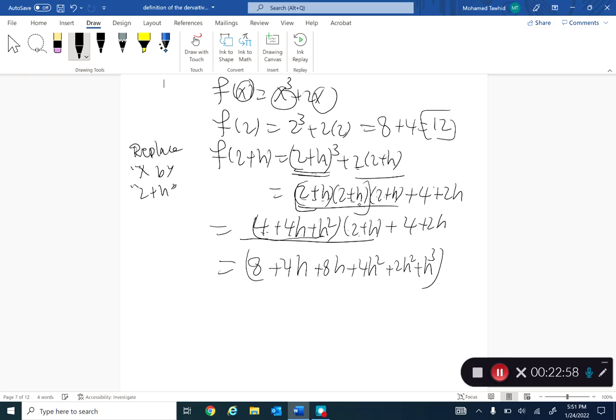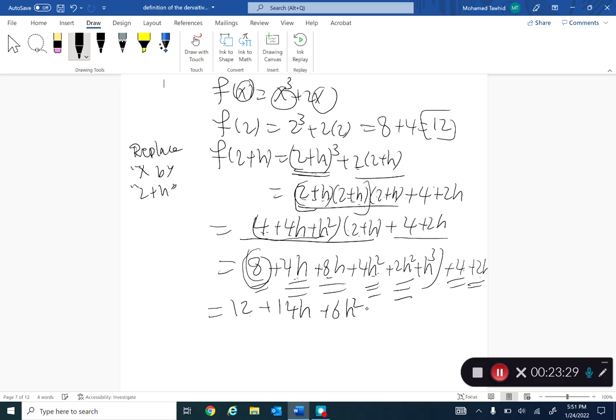That is the bracket to the power 3, and here you have 4 plus 2h. So now 8 with 4, you just combine them, you get 12. 4h with 8h is 12h, and here you have 2h, so 12 plus 2, you get 14h, right? 4h square with 2h square, you get 6h square, and you have h cubed. You have to be quite careful here when you simplify. So I got this one.